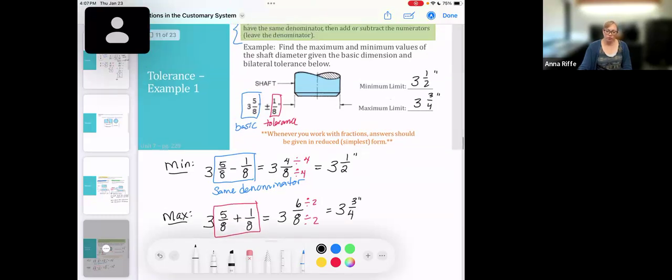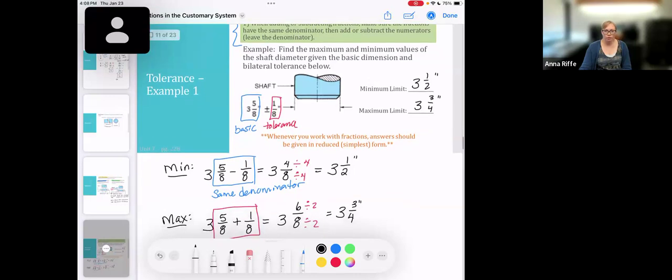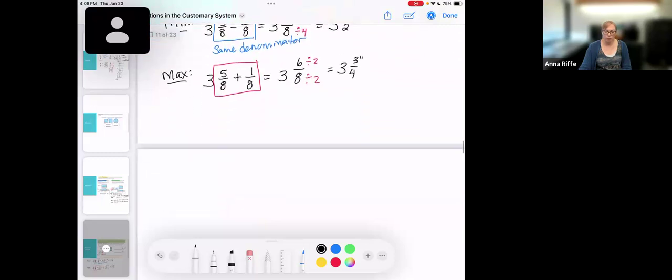This example had fractions that already had a common denominator. We should probably talk about one where the fractions do not have a common denominator. Do an example with that.